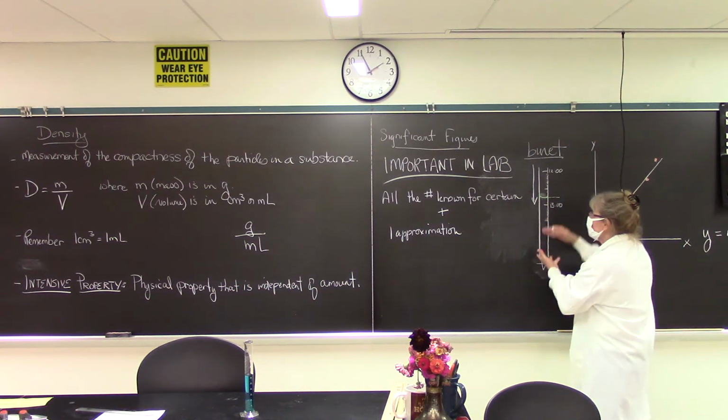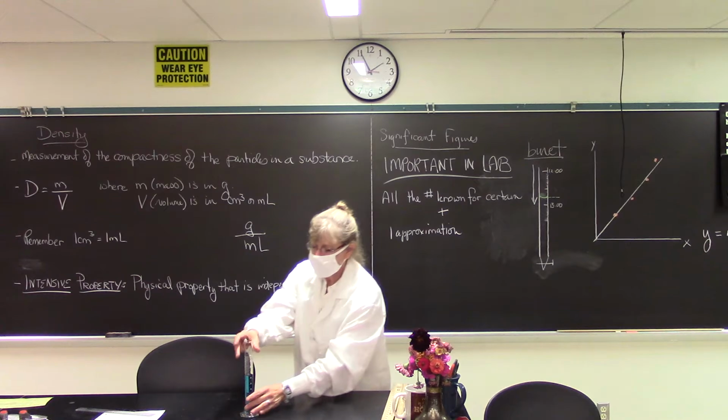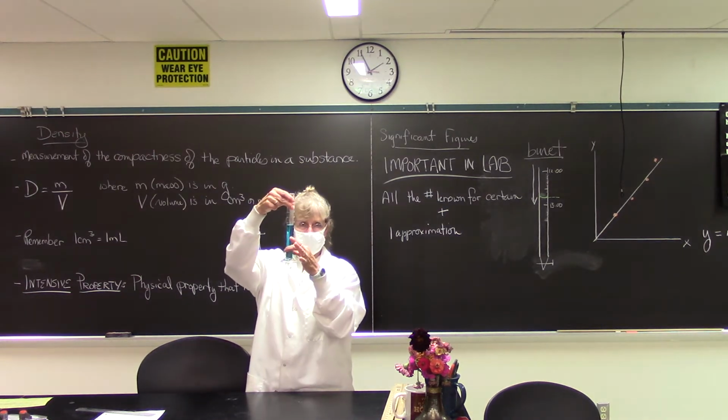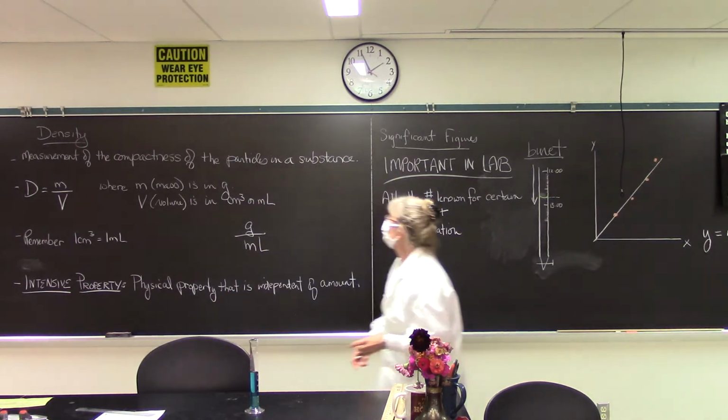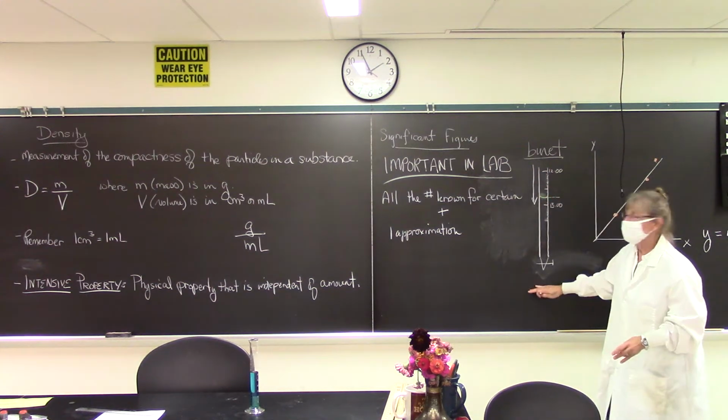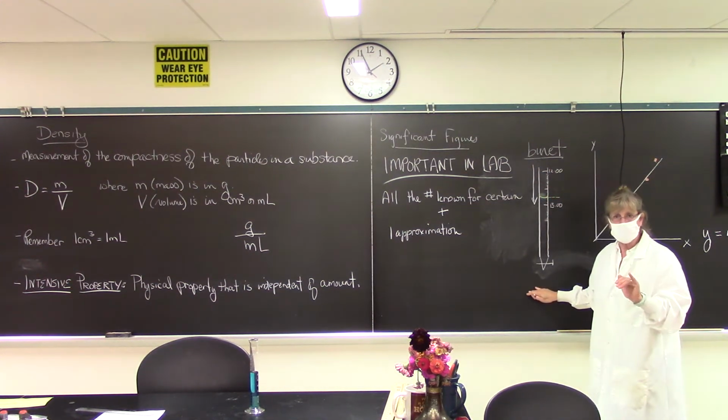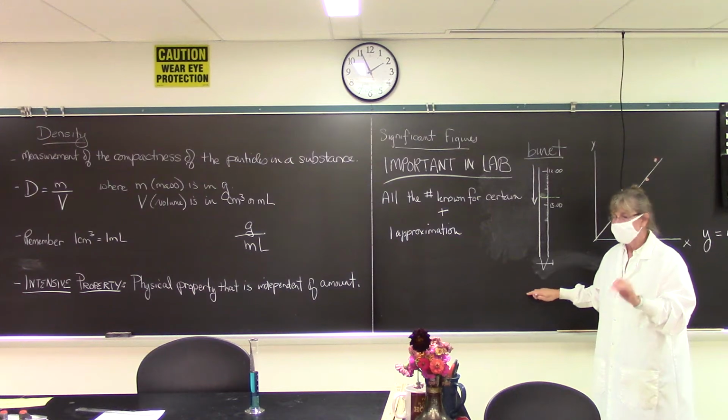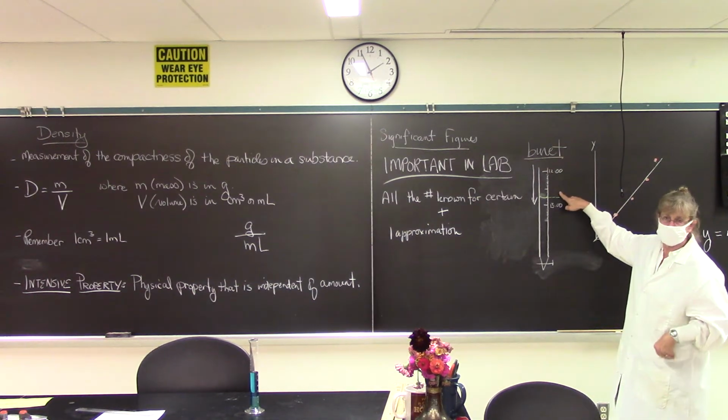So this isn't how much it contains. A graduated cylinder is how much is in here. With a burette, the reading you're going to make is how much it's emptied out, how much it's delivered. So you read going down.